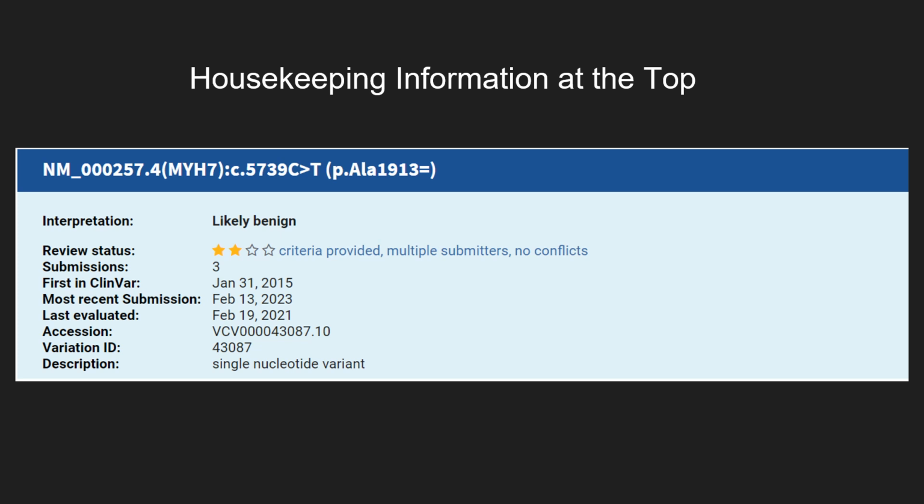We first see in these top blue sections a variant represented by its standardized HGVS nomenclature, consisting of an NM transcript, the gene symbol, the coding DNA reference sequence, or the c dot, the nucleotide change, and the protein change, if any. We then see the consensus classification of the variant, which in this case is likely benign. This section is a result of all the interpretations from various submitters.